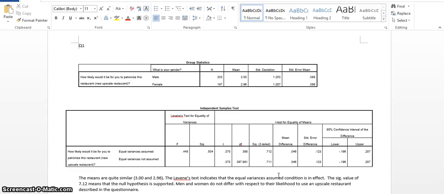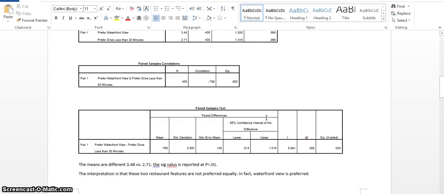If it's more than 0.01 or 0.05, then that means it's not significant. When it's not significant, that means there's no difference between the two groups being compared. The two groups being compared here are the male and the female customers. After you report the significance value, then you can go back and talk about the mean value.